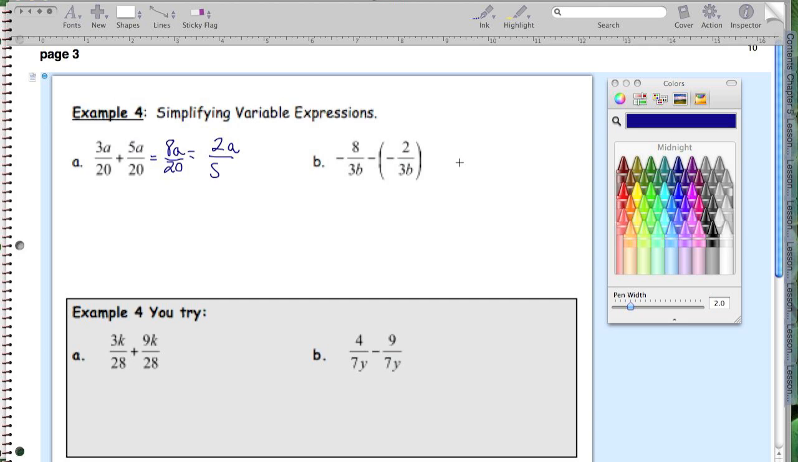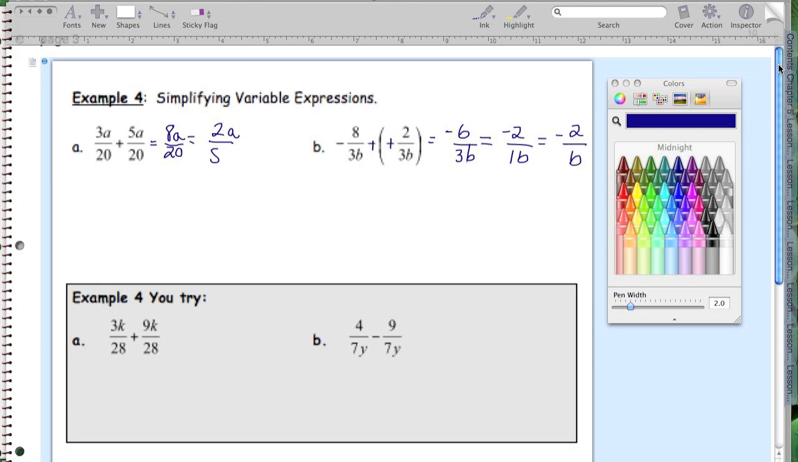Letter B, my denominators are the same, so common, so I keep 3b there. Negative 8 minus negative 2 is really negative 8 plus 2, so I get negative 6. So now I want to simplify the numbers. Negative 6 over 3 is really negative 2 over 1, and my b is still in the denominator, so my final answer would be written as negative 2 over b.